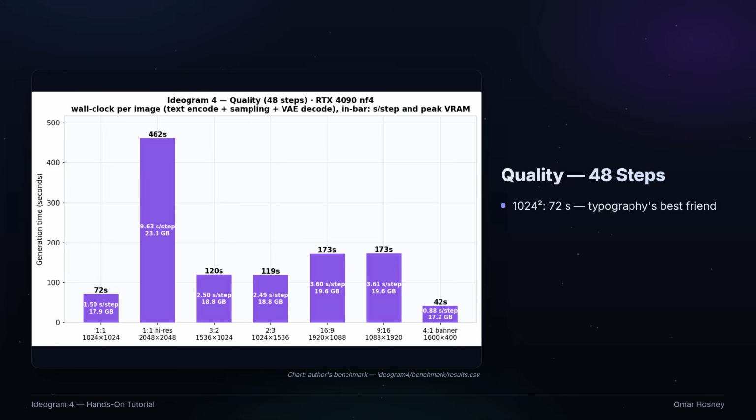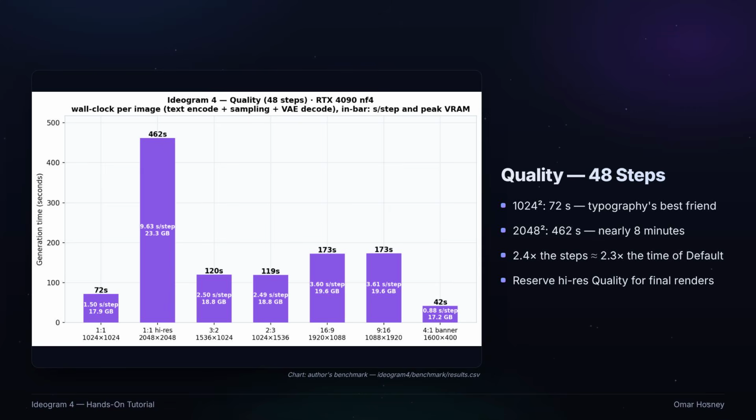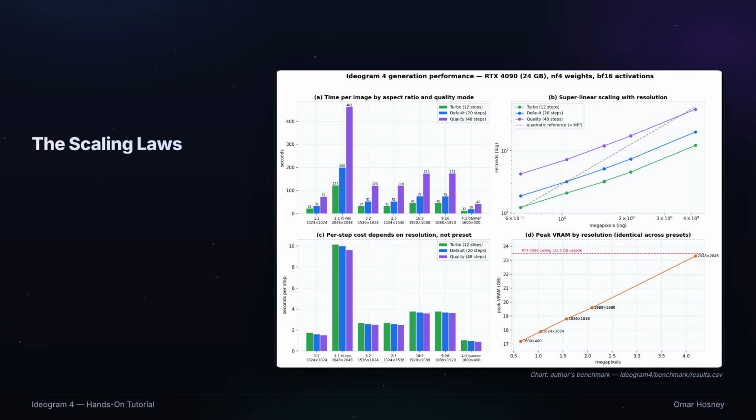The one number that demands respect is the corner case. Quality at 2048 squared: 462 seconds, nearly 8 minutes for a single image. Spectacular results, but plan your coffee break. Putting all 21 runs on one dashboard reveals 3 clean laws.